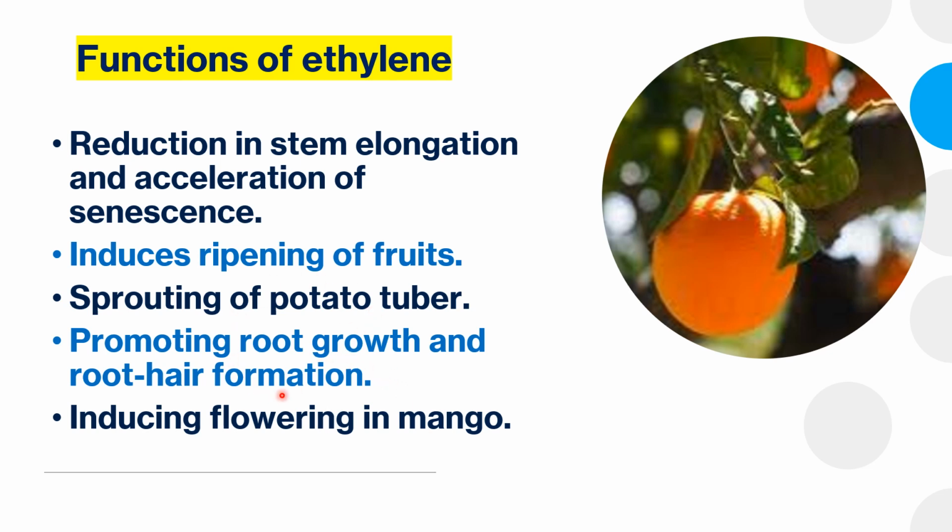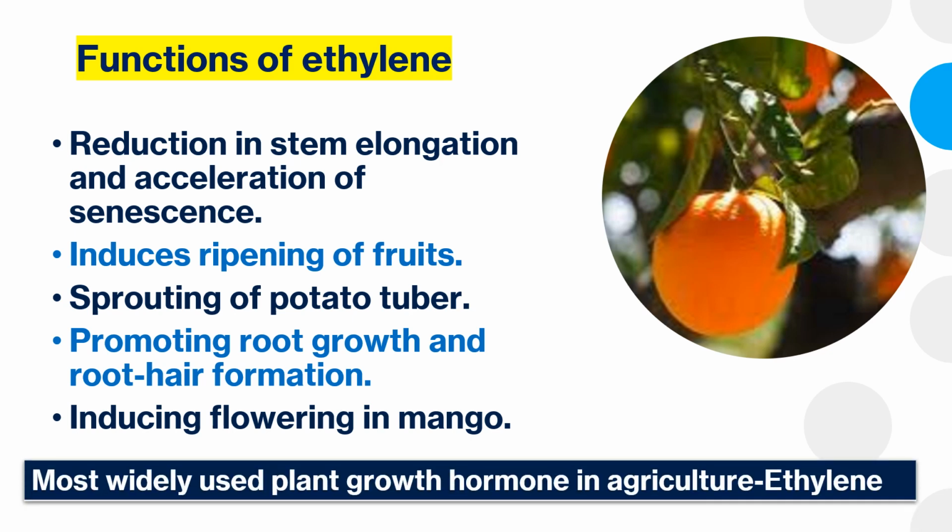Based on these two points, we can say this is a growth promoter also, right? Promoting root growth and root hair formation. Based on the concentration of that particular hormone, it may be either a growth promoting or growth retarding hormone. The next function is inducing flowering in mango. These are the major functions of ethylene. Can I say which is the most widely used hormone in agriculture? That is ethylene. The most widely used plant growth hormone in agriculture is ethylene.